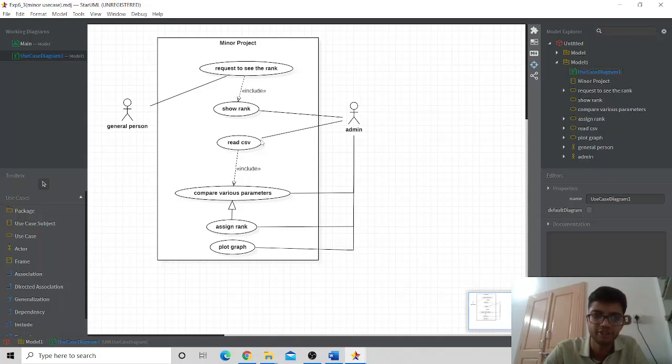And with CSV, there is one use case which firstly reads the CSV, which includes compare various parameters. Means the machine learning algorithm, or the algorithm which works behind the scenes to compare and generate the rank of the state on a particular basis. And after that, the assign rank and the plot graph. This is the use case diagram.